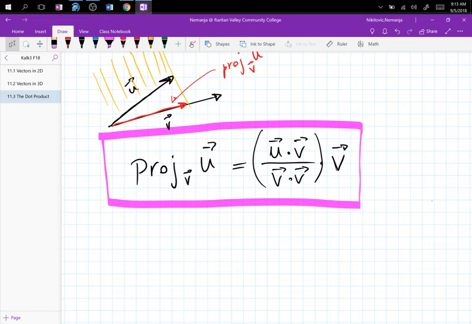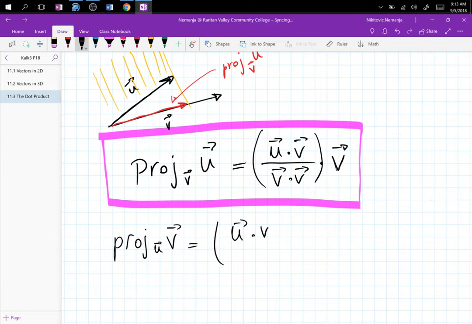And obviously projection is also not commutative. If I want to flip this around, the projection of vector v onto u, the other way around, it's going to be u dot v over u dot u, times u, if you are projecting v onto u.